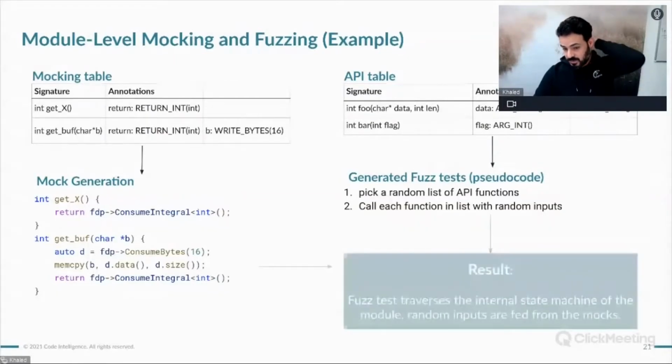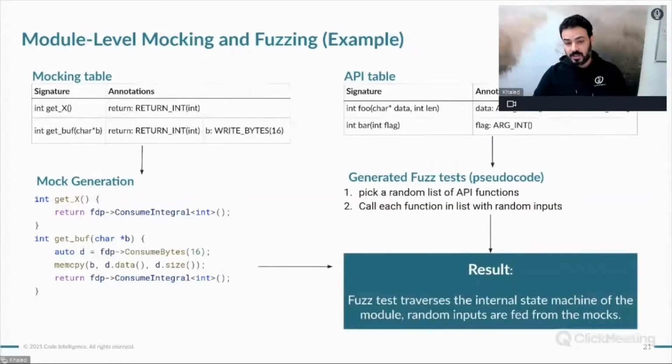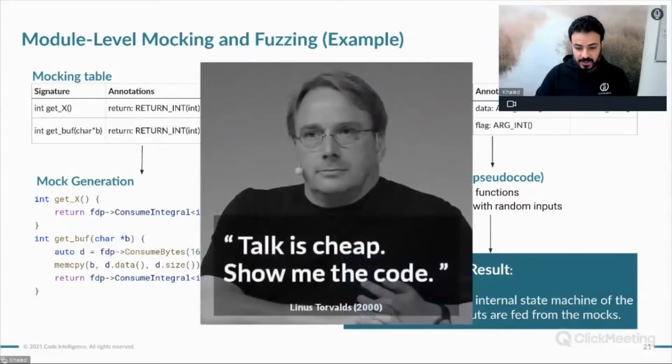And the result, of course, is that we have a fuzz test that can test the module in various situations, and it can call functions in different orders in order to simulate all the possible circumstances, and all the hardware dependencies are mocked and replaced by fuzzer-generated inputs. And of course, as a wise man once said, talk is cheap, show me the code. So let's have a look at how this actually looks in action.